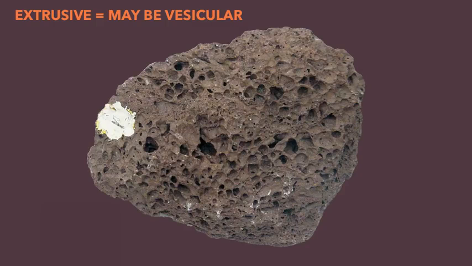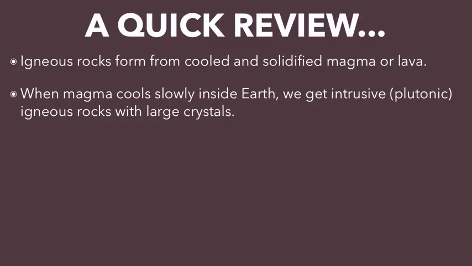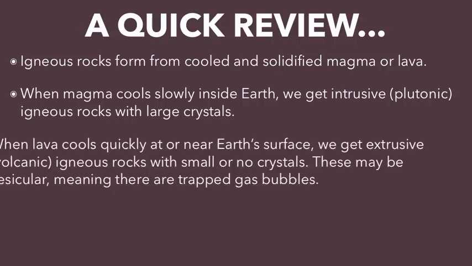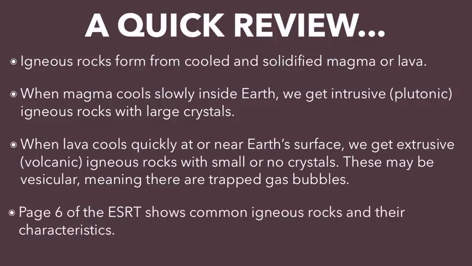So let's recap. A quick review. So igneous rocks form from cooled and solidified magma or lava. When it cools slowly inside the Earth, we get intrusive, sometimes called plutonic, igneous rocks, and they will have large crystals. When lava cools quickly at or near the surface, we'll get extrusive rocks, also called volcanic, that will have small or no crystals. They may be vesicular, meaning they have some trapped gas bubbles.